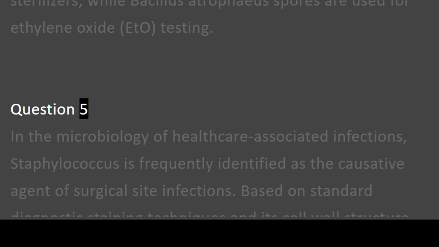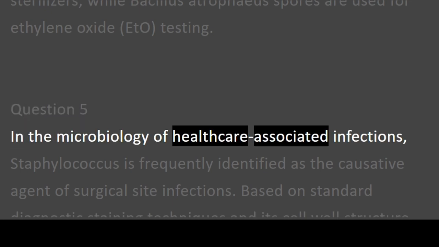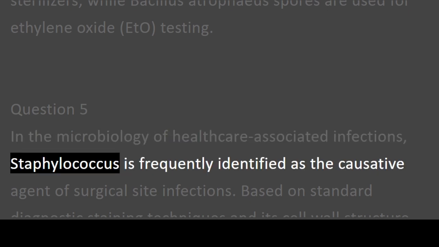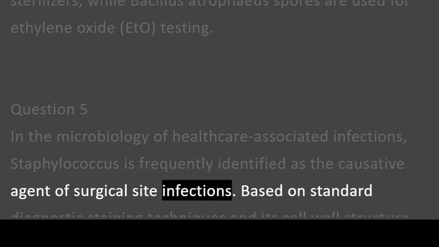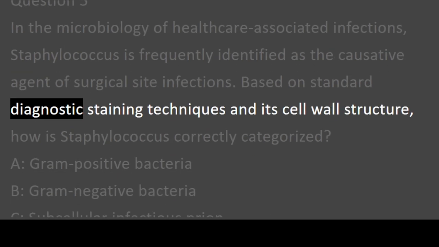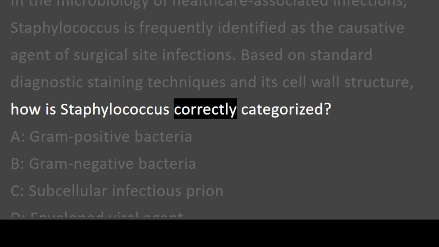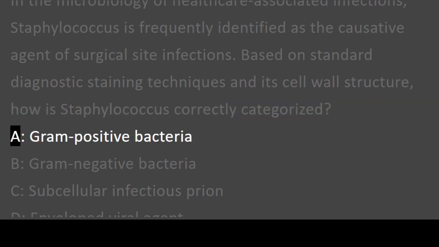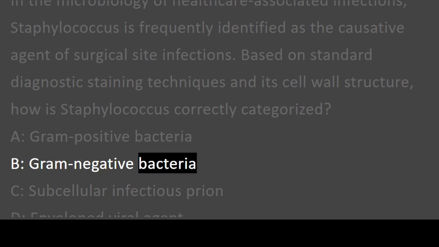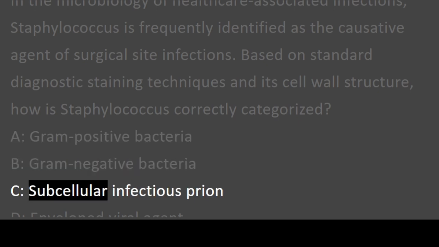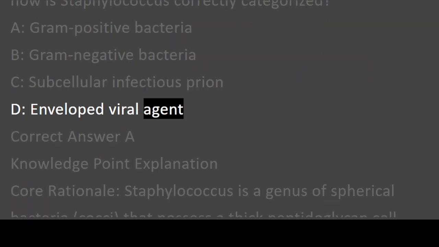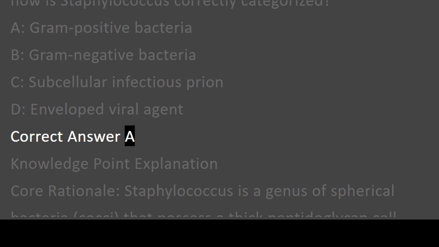Question 5. In the microbiology of healthcare-associated infections, Staphylococcus is frequently identified as the causative agent of surgical site infections. Based on standard diagnostic staining techniques and its cell wall structure, how is Staphylococcus correctly categorized? A. Gram-positive bacteria. B. Gram-negative bacteria. C. Subcellular infectious prion. D. Enveloped viral agent. Correct answer A.